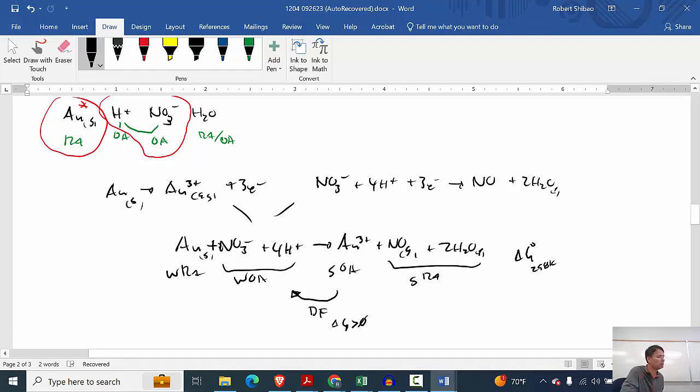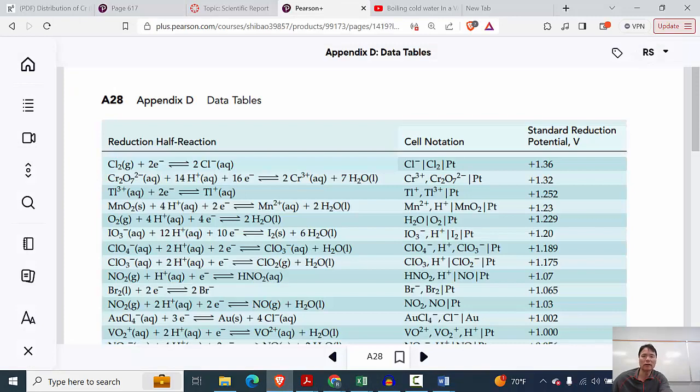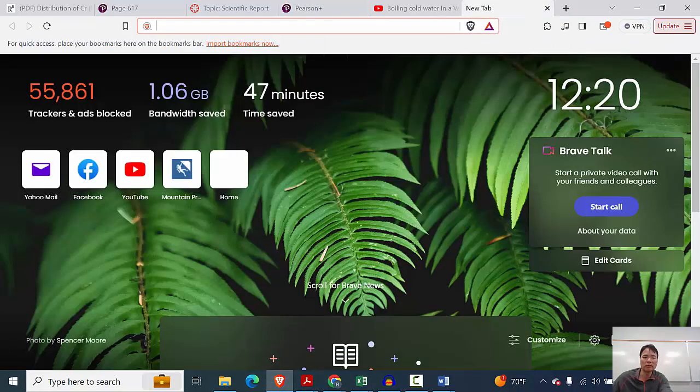We have a problem. The problem is the gold data is not in Appendix D, but we know that this one is greater than zero here. We would have to look up the gold data. All the other data is in Appendix D, but we just need the delta G of formation of the gold 3 ion. Let me see if we could find that. Otherwise, we might be out of luck here.